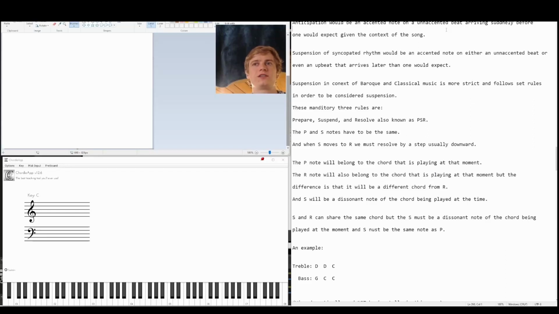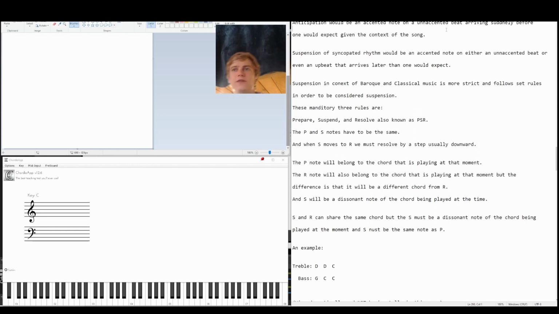Suspension in the context of Baroque and classical music is more strict and follows set rules in order to be considered a suspension. These mandatory three rules are prepare, suspend, and resolve, which is also known as PSR.